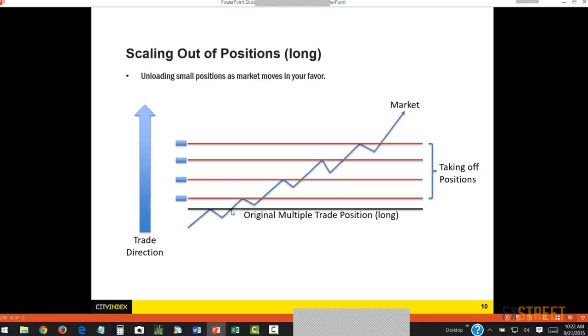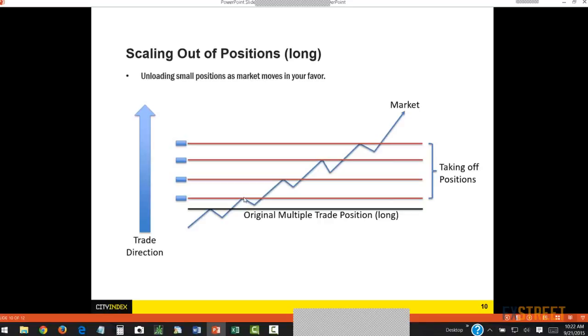So, for example, once again, let's say that you had an original position to go long this market at this black line right here. And then let's say your original stop loss was a little bit below there. If you could see my mouse pointer here, let's say your original stop loss was below the low of this dip right here. Now you're going long.